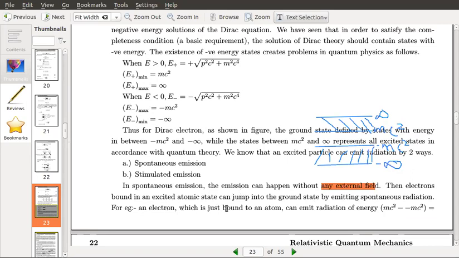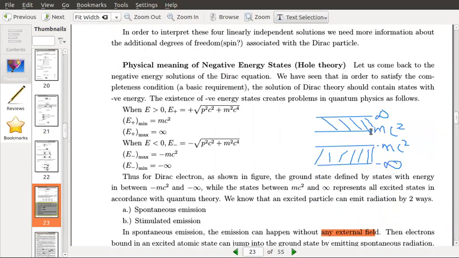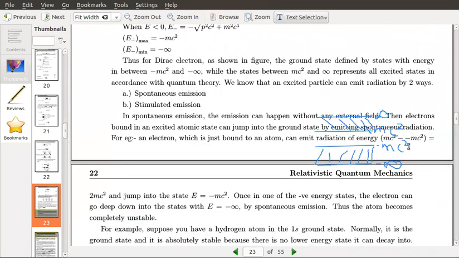Suppose an electron which is just bound to an atom can emit radiation. When a particle is in this region here, its energy is mc square. When it reaches ground state, energy is minus mc square. So the difference is mc square minus minus mc square, that is 2 mc square. Okay, this is the difference in energy. So this much energy will be radiated. This is a huge energy.